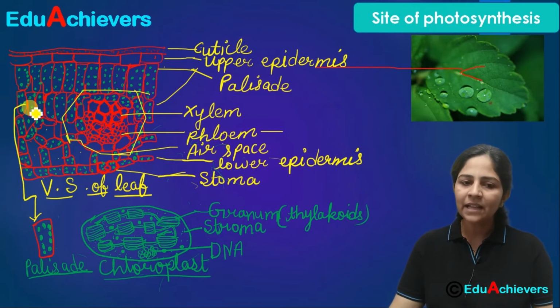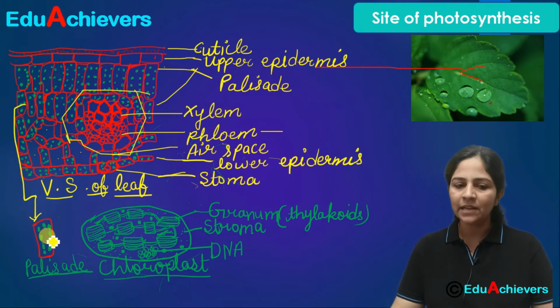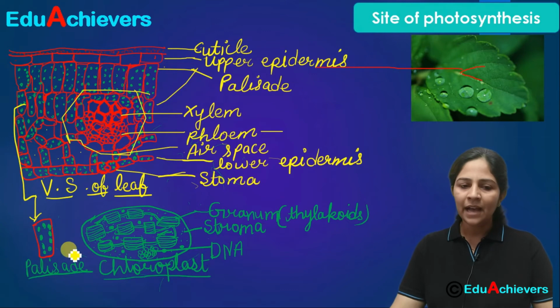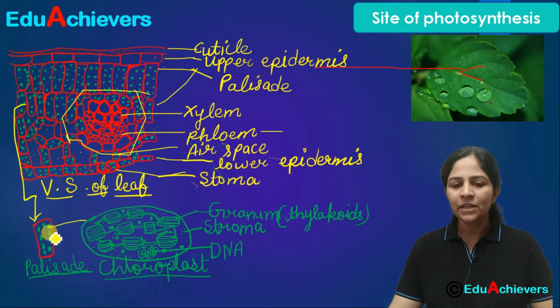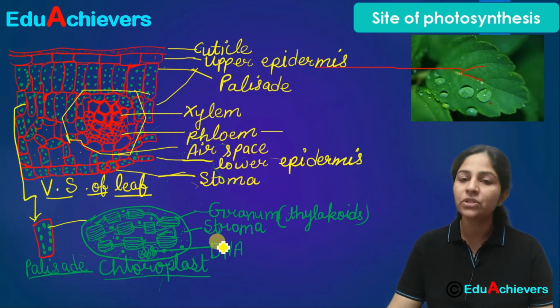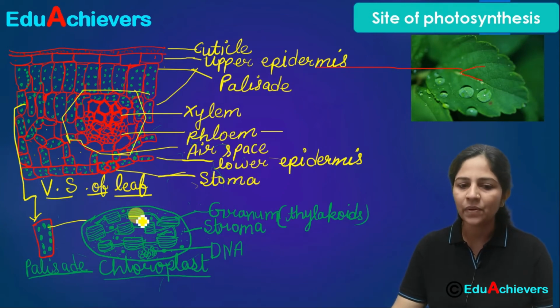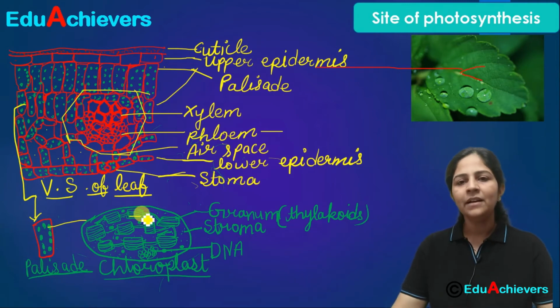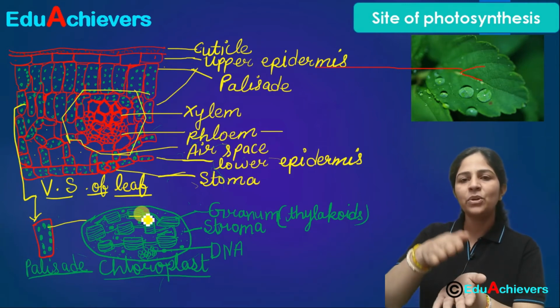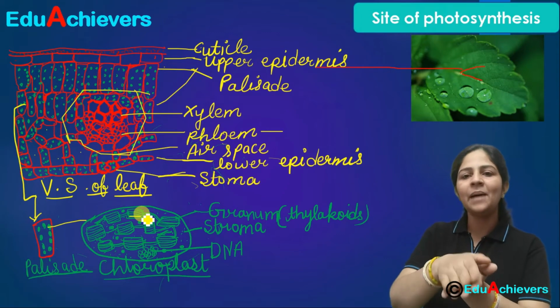Next, if I take the palisade from here to study its structure in more detail, I take this out and I take out one chloroplast from it. So what I can see, if I study the structure of the chloroplast, is that it will have many grana here. You can see these are many stacks, as if you had placed one thing on top of another. It will look like that to you.